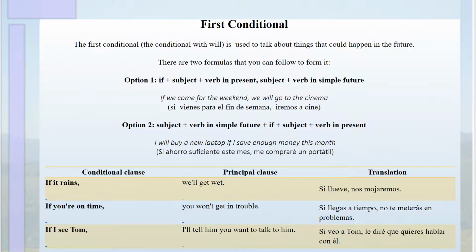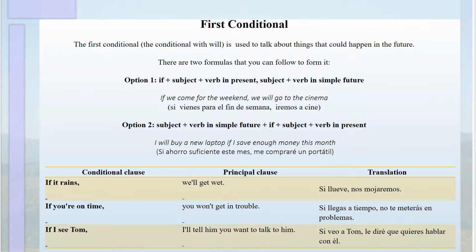In the second sentence, if you are on time is the conditional clause. You won't get in trouble is the principal clause. Translation: si llegas a tiempo, no te meterás en problemas.